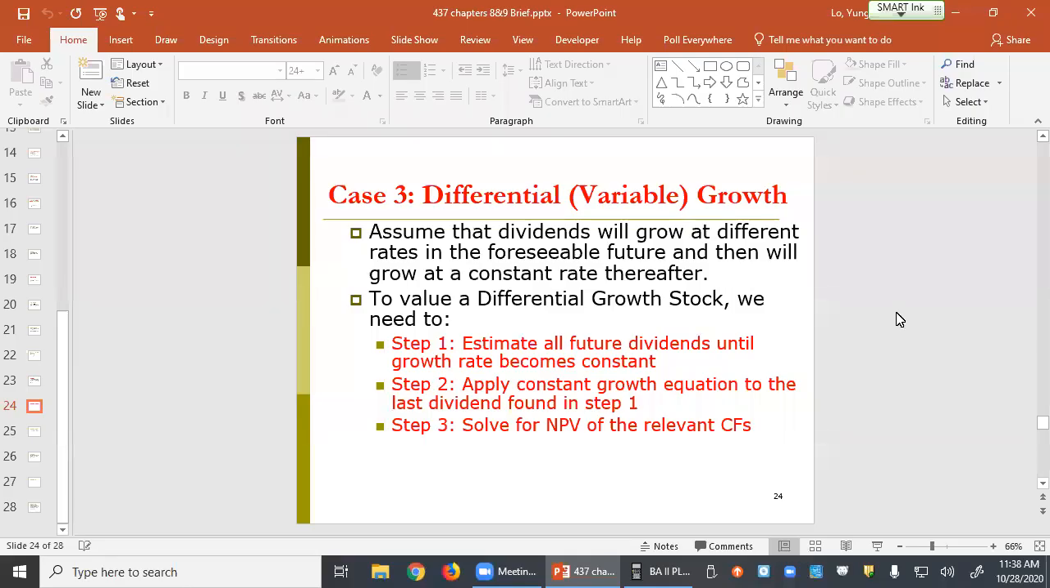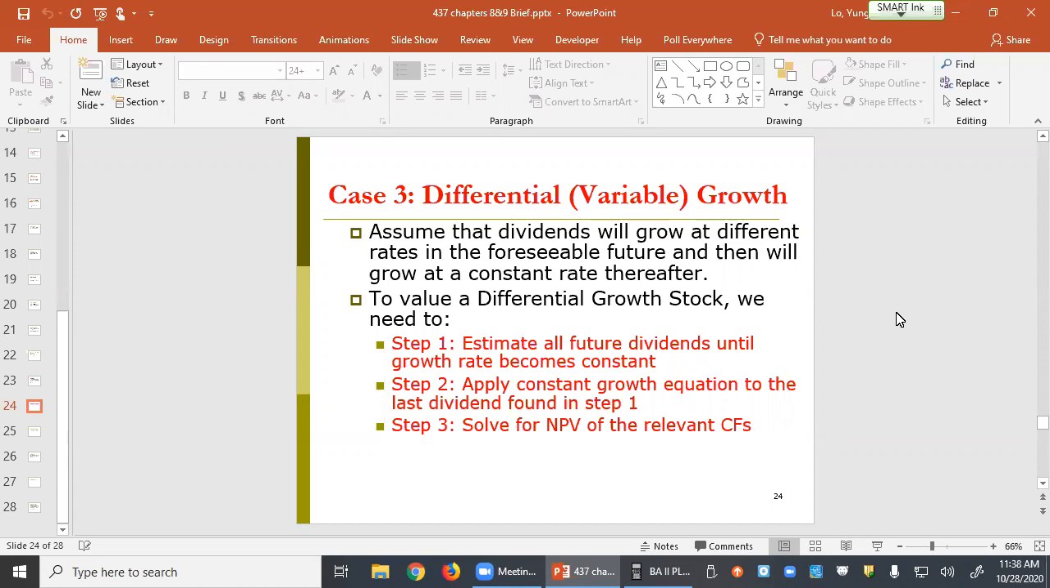All right, so in the very last lecture, we reviewed two of the three dividend models. Okay, so we have already looked at the zero growth model and the constant growth model. And today we're going to review the differential growth model. In some textbooks, it is also known as the variable growth model.